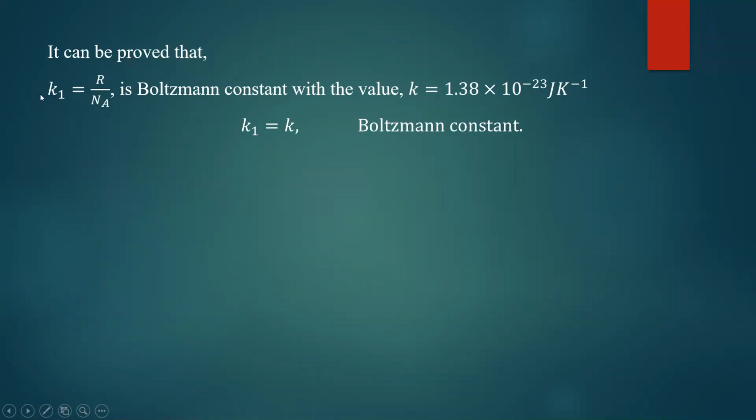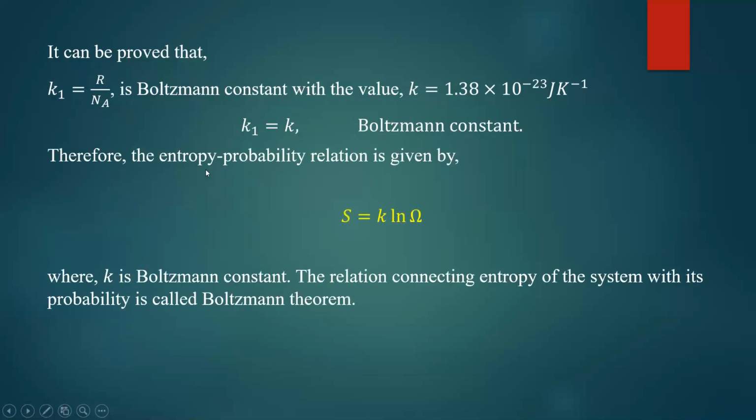You can prove this constant k1 is the Boltzmann constant. It has the value k is equal to 1.38 into 10 to the power minus 23 joule per Kelvin. Basically, the Boltzmann constant is the ratio of gas constant to the Avogadro number. R is the gas constant, Na is the Avogadro number. Therefore, the constant k1 in the above equation is the Boltzmann constant. And finally, the entropy probability relation becomes S equal to k ln omega, where k is the Boltzmann constant, omega is the thermodynamic probability.